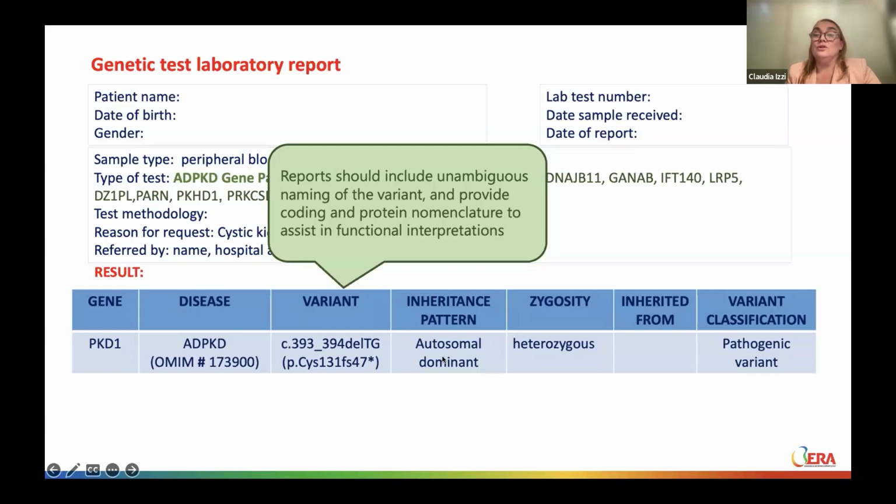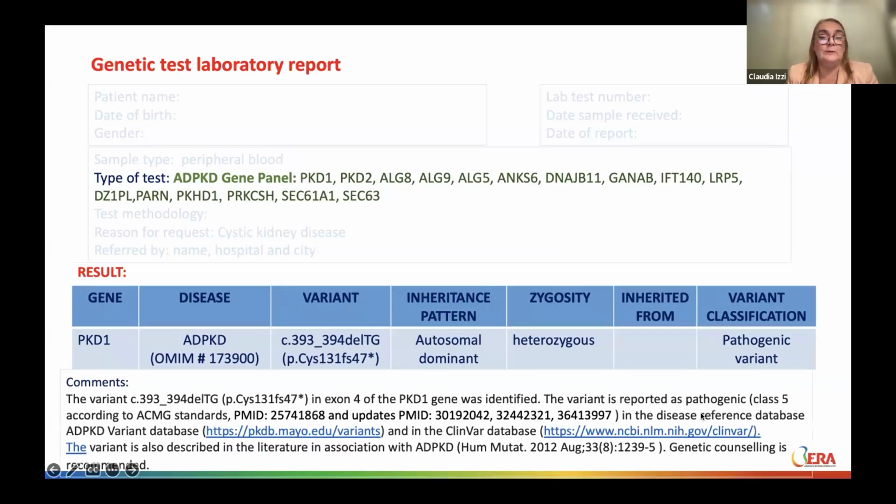And then the type of inheritance pattern, the zygosity. In this case, the variant is in a heterozygous state, so the patient has also one normal allele. There is no data on the parents, so we don't know if it's paternally or maternally inherited. And then the variant classification.